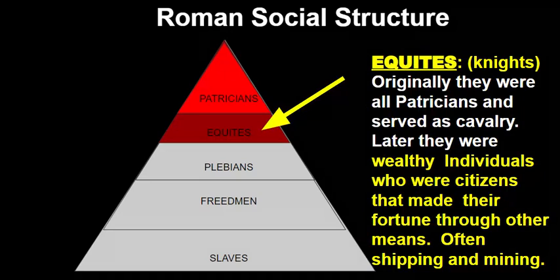Equites, or knights. Originally, they were all patricians, and they served as cavalry. They were required to have enough money to bring a certain number of horses in, and that's how it started. As the civilization grew and developed, however, wealthy individuals who were citizens that made their fortune through other means, often in shipping and mining, and had a net value of enough wealth, could become an equite, and they would become the upper tier of society as well.